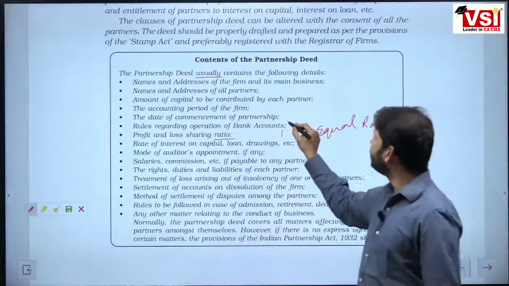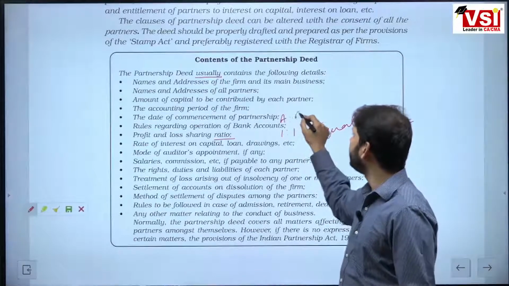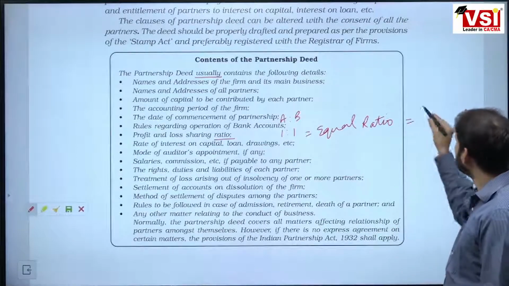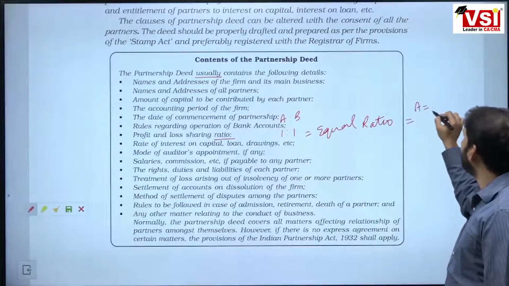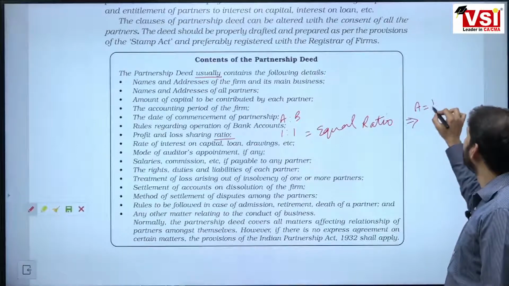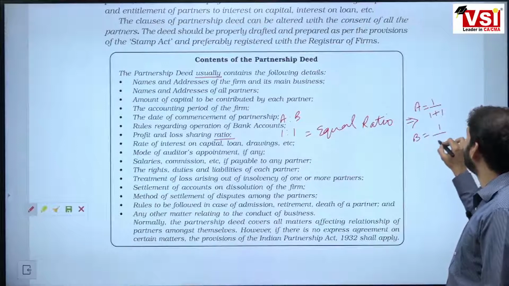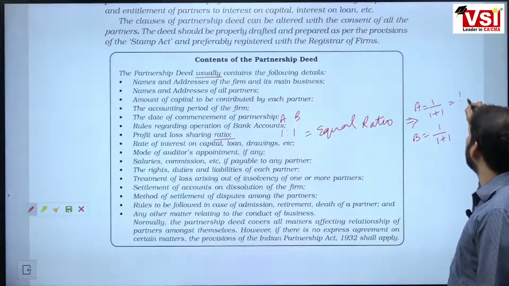If we solve this ratio, how can we write it? Let's see, one partner's name is A and the other partner's name is B, the most common names that we will always use. So fractionally, how can A be represented? 1/(1+1), and B can also be represented as 1/(1+1). This is 1/2, this is 1/2.